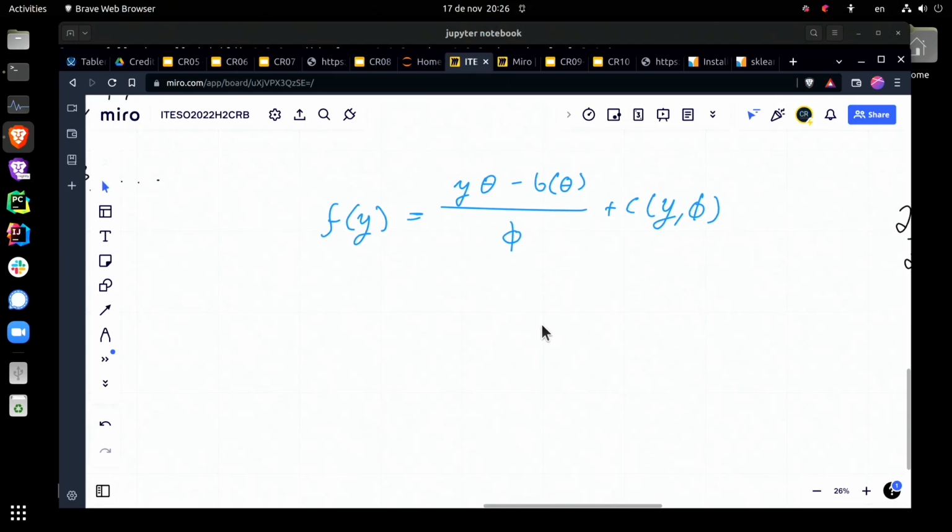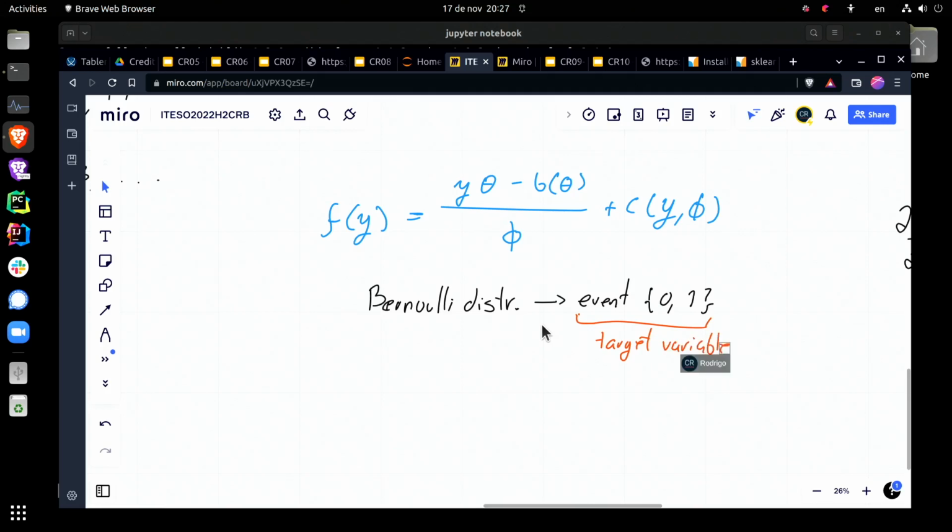Okay, so what's the form for the binomial distribution? Sorry, the Bernoulli. So let's think about the problem. We have an event that can be either 0 or 1. That's actually our target variable. So this is actually our target. So in our examples, this is default or not default, right?